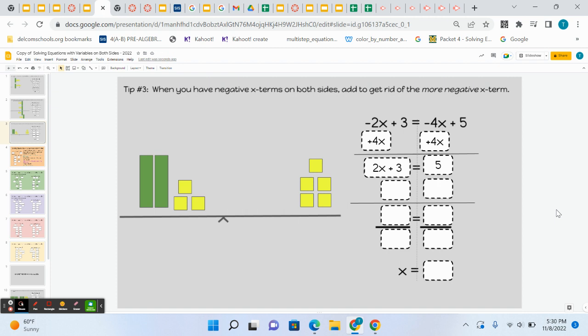Okay, when we did tiles, I told you to focus on getting the green rectangles alone. Okay, to get these green rectangles alone, get rid of these 3 yellows. Okay, I can do that by subtracting 3 as long as I subtract 3 from the other side to keep everything balanced. So subtract 3, subtract 3.